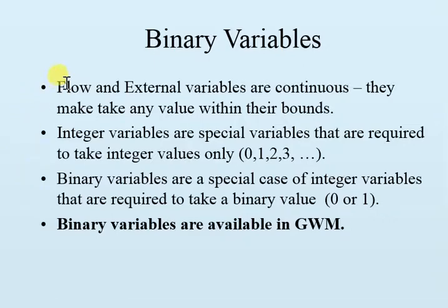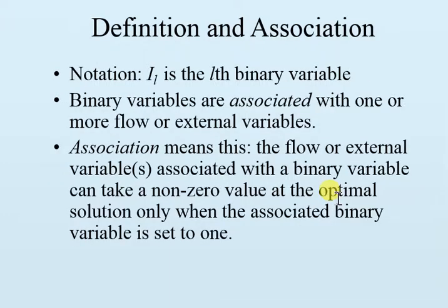So, what is a binary variable? It's distinguished from a flow and external variable, which can take continuous values within bounds. A binary variable, on the other hand, is limited to taking the value of 0 or 1. It is forced to take either one of those two values. And as we'll see, that has quite a bit of utility.